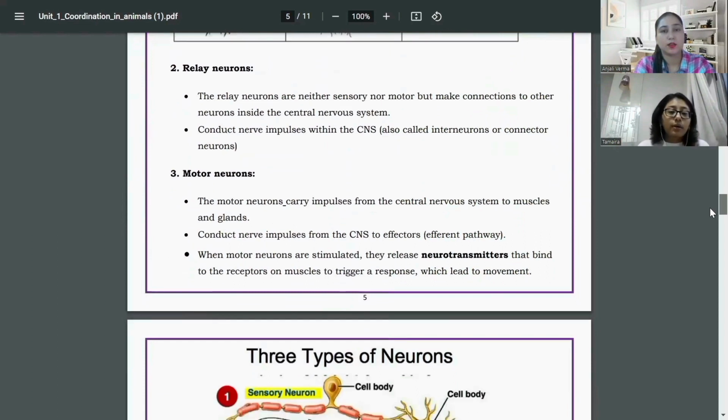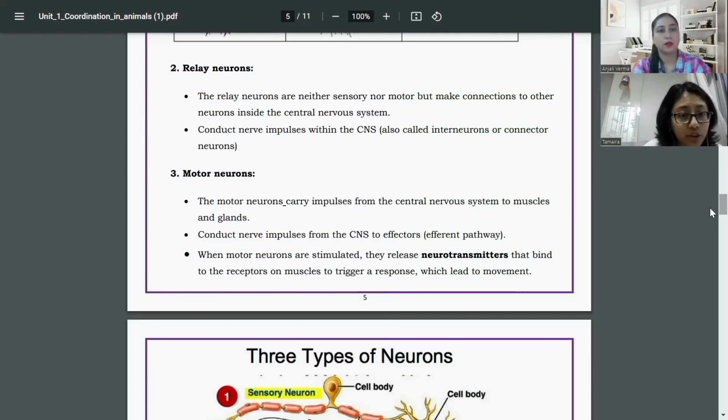Okay, so the motor neuron carries impulses from the central nervous system to the muscle. So your motor neurons are what cause your muscles to move, like your fingers moving. And like the example I had given before, if your hand goes to a fire or a hot object, your immediate response is to pull your hand back. That is because of the motor neuron. The motor neurons are what cause your hand to go back in that reflex action.